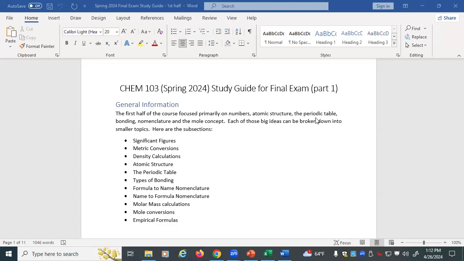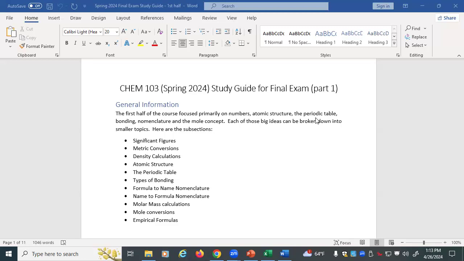So things like significant figures, which we've been working on now all the way since January. Hopefully, just by sheer force of motion, we're a lot more familiar with sig figs now than we were before. Doing conversions, calculating density, going back and looking at atomic structure: how many protons, neutrons, and electrons are in a given atom or in a given ion. Using the periodic table to tell us information.